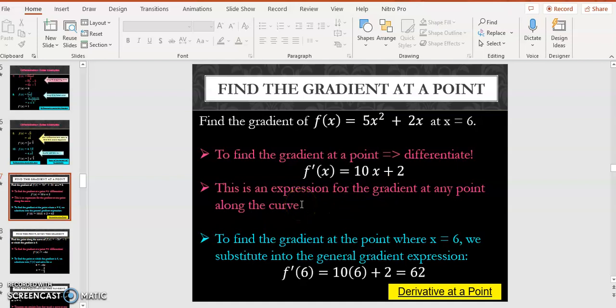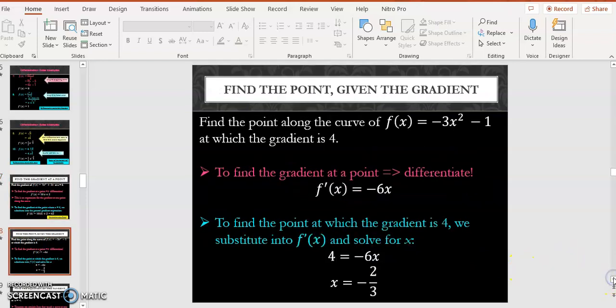So what point are we looking for at x? The gradient at a point at x, you substitute x into this one. So when x is 6, we have 10, then 6 plus 2, which will give you 62. This type of question comes in paper 1.